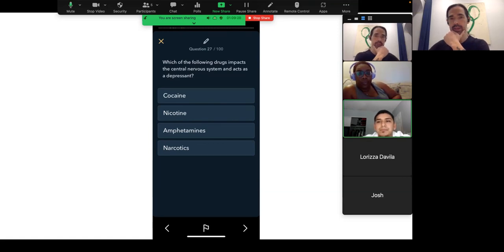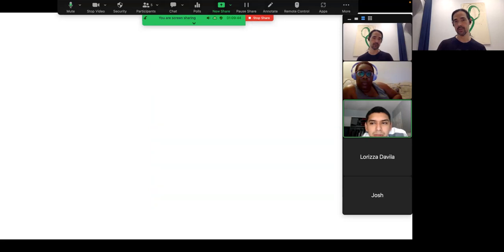Which of the following drugs impacts the central nervous system and acts as a depressant? Well, I don't know if you're aware, but all four of these, cocaine, nicotine, amphetamines, and narcotics, they all impact the central nervous system. But only one is also considered a depressant, and those are narcotics.